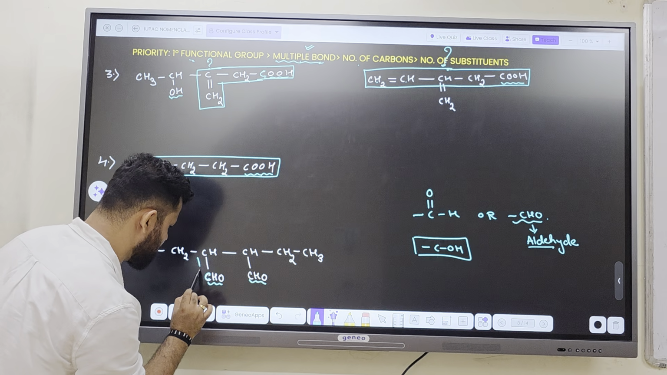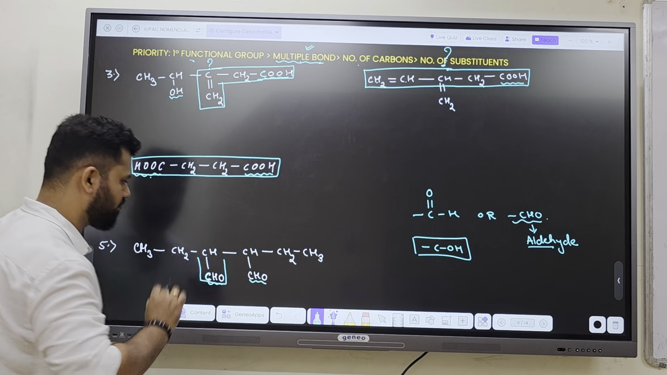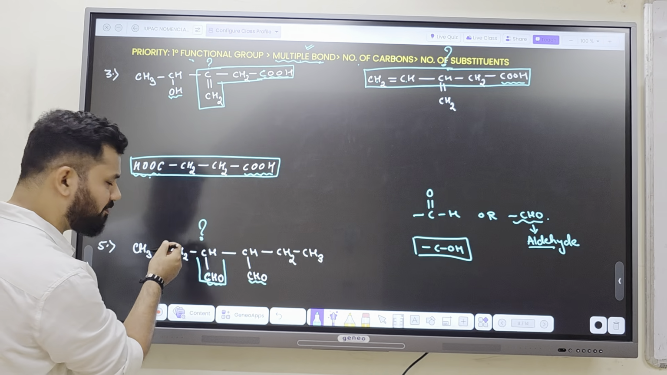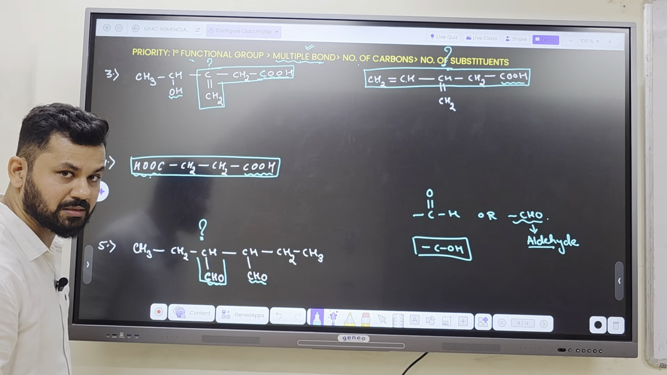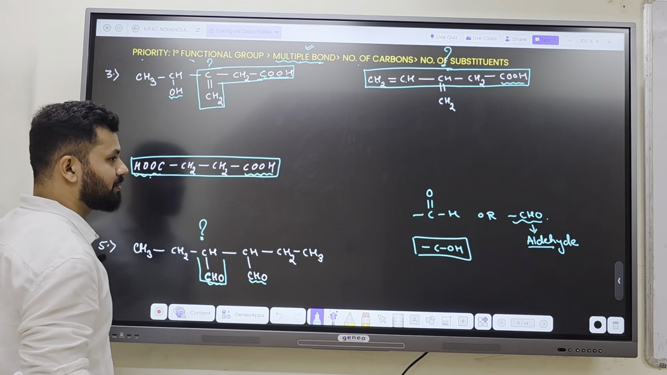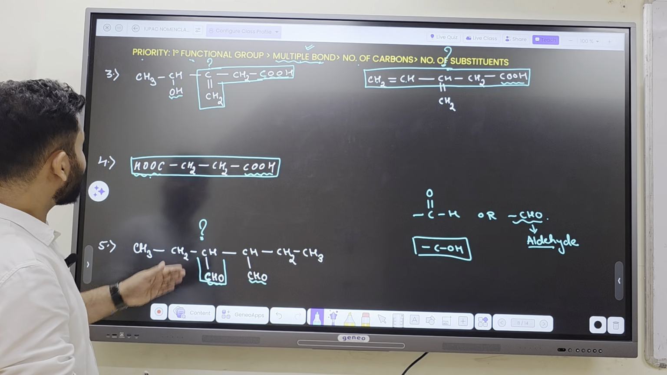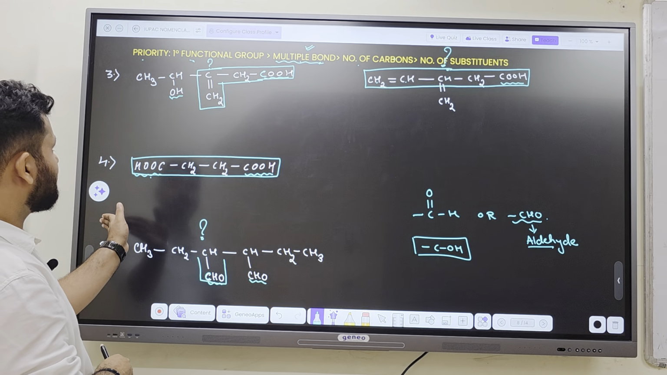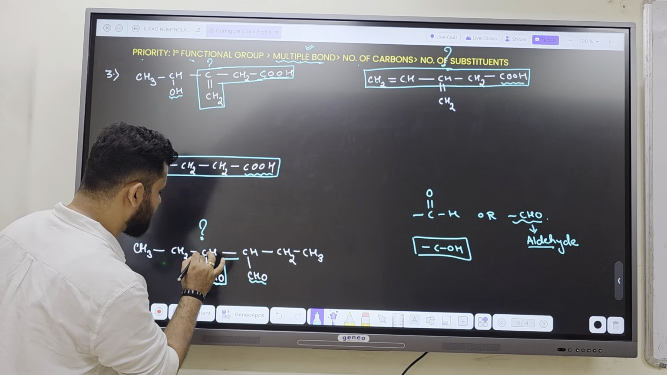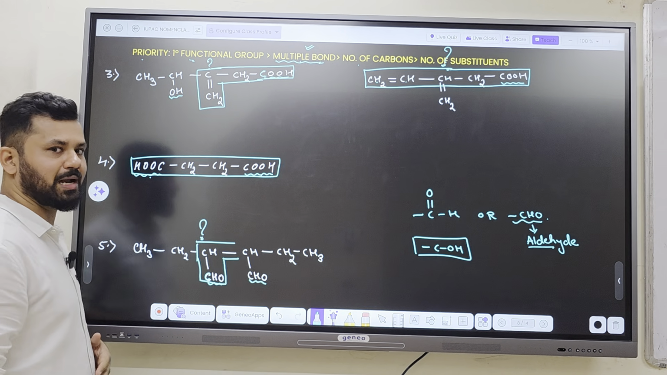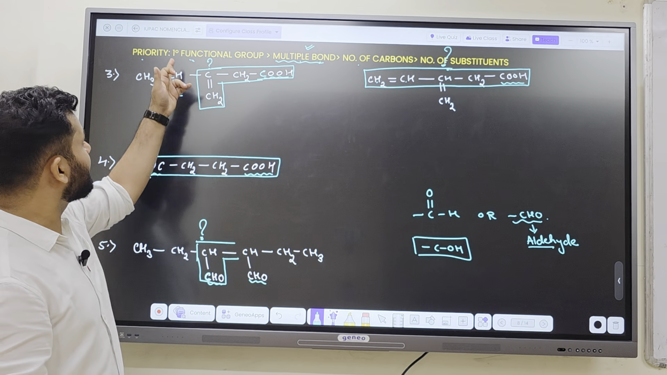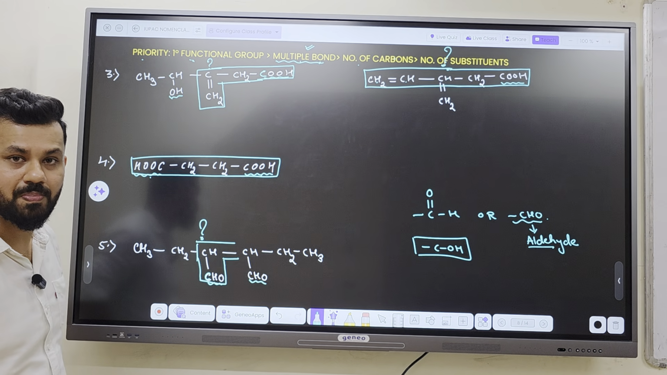So here I move. And at this point, I have a question, whether to turn left or to move right. That question will be answered by my priority. Is there a functional group on the left side? No. Is there a functional group on the right side? Yes. That means I am going to turn right over here. Sir, why did you turn right? Because turning right gave me an opportunity to select the primary functional group.